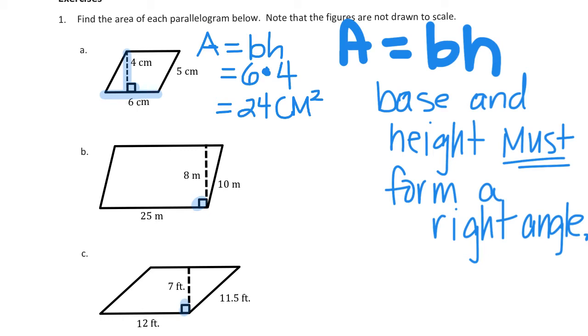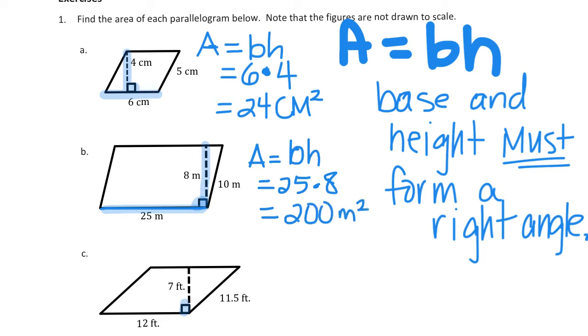On the second problem, I look for my right angle. In this one, here's my right angle. So I have a base of 25 and a height of 8. I do not use the 10 meters because that is not part of the base or the height. So area equals base times height. So it equals 25 times 8, and then 25 times 8 is 200 meters squared.